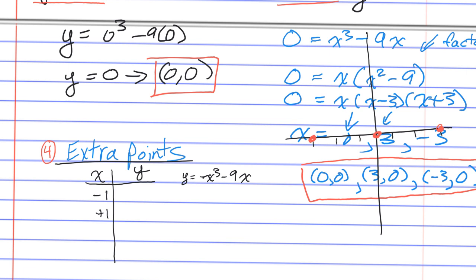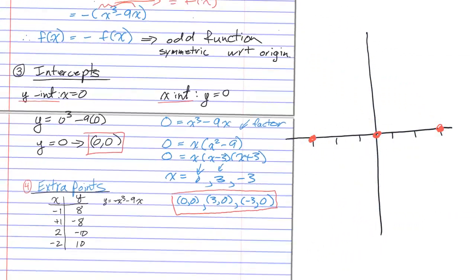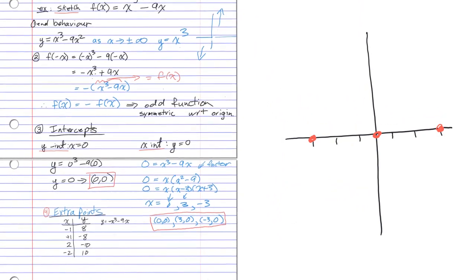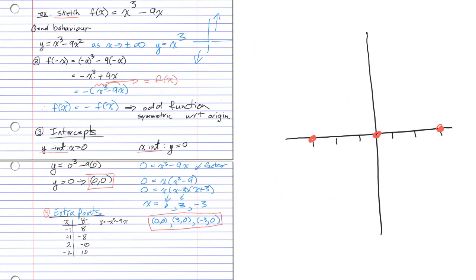When you punch in negative 1, you end up with 8, and in the other one, you're going to get negative 8. For 2, you're going to get negative 10, and for negative 2, you're going to get positive 10. So now we have something nice to work with for our graph. Let's zoom out and see what we've got. Now we've got all that information that will help us, so let's plot those points.